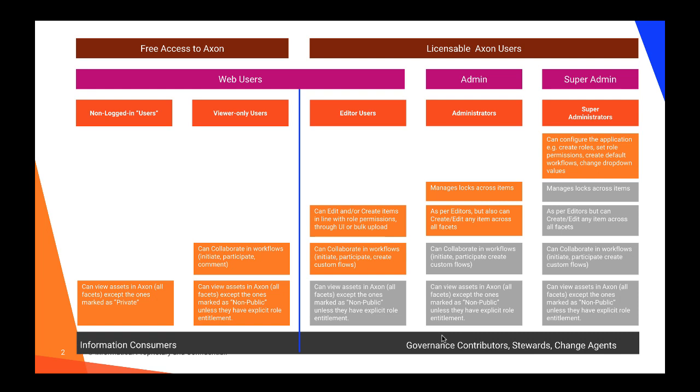Super administrators can go even a step beyond that. So as well as being able to edit everything in Axon and manage those locks, they can also actually start to configure the application. They can create the roles and set the role permissions that we have been talking about in relation to the editor users. So they can decide that a project manager gets to create and edit projects, for instance, but that a project member can only view projects.